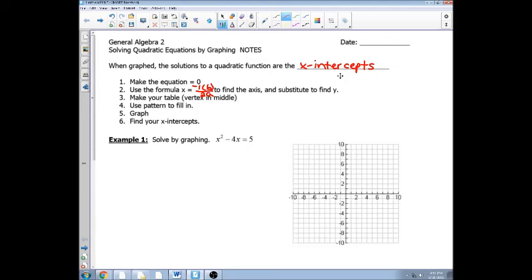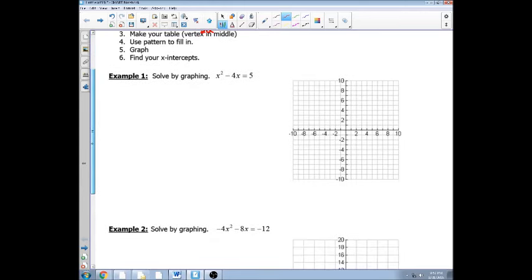Then we're going to go ahead and make our table, putting the vertex in the middle just like always. Using the pattern to fill, all we have done in the past is substitute each one of those numbers in for x and solve for y. Finally, we're going to graph, and then we will find our x-intercepts. So let's go ahead and go through a problem.